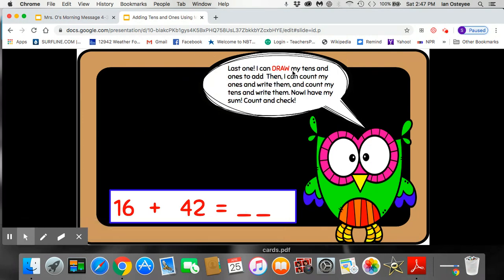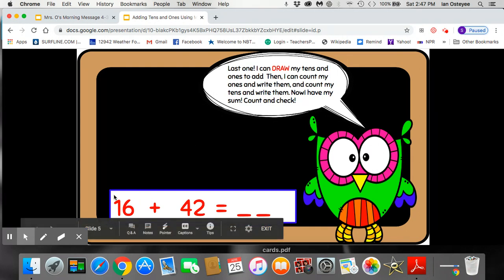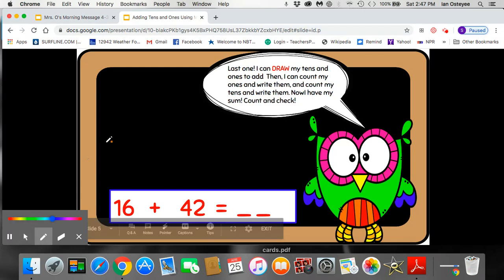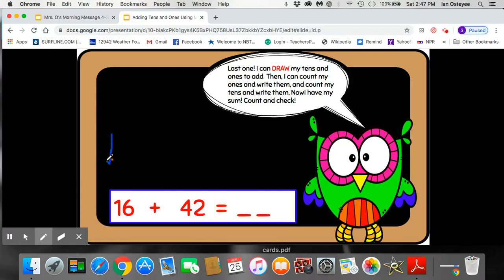Last one, I can draw my tens and ones to add. So let's do that. The problem says 16 plus 42 equals. So I know in the number 16 I have 1 ten and 6 ones. I'm going to draw my long skinny ten and short fat ones. 1, 2, 3, 4, 5, 6. Notice how neatly I draw them. And 42. 1, 2, 3, 4 tens and 2 ones.